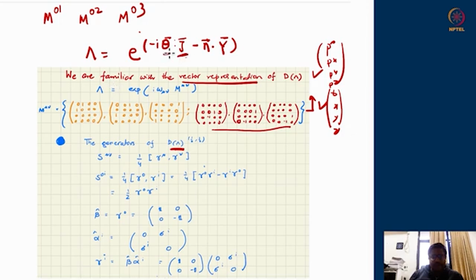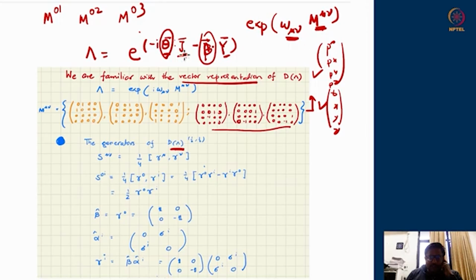3 j's come with 3 thetas, and 3 y's come with 3 betas. Collectively, this can be written in terms of M mu nu as the exponential of omega mu nu times M mu nu, where omega mu nu is a 6 component object made up of 3 thetas and 3 betas, and M mu nu is made up of 3 j's and 3 y's. Sometimes it is written with iota, to account for the group structure or algebra. So therefore I have written the lambda like this.